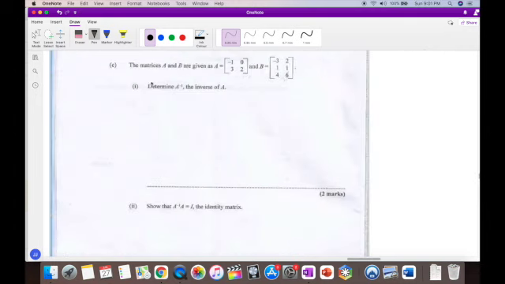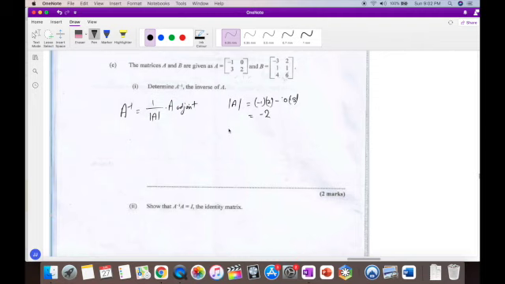So we now have the matrices A and B given as these here. Determine the inverse of A. Right? A inverse. So A inverse is equal to 1 all over the determinant of A multiplied by A adjoint. So first, let's get the determinant of A. And the determinant of A is negative 1 times 2 minus 0 times 3. Right? So that gives us negative 2.